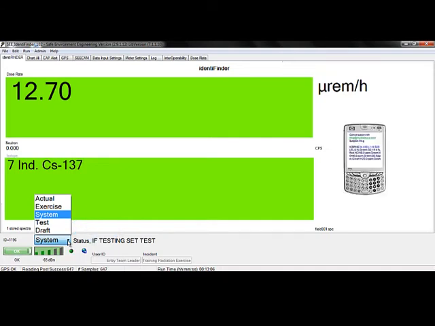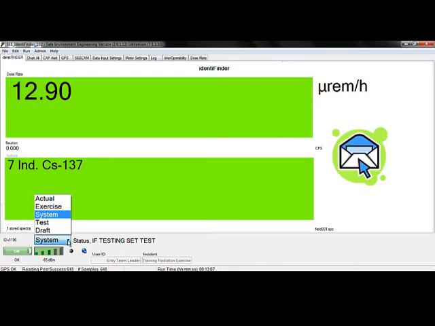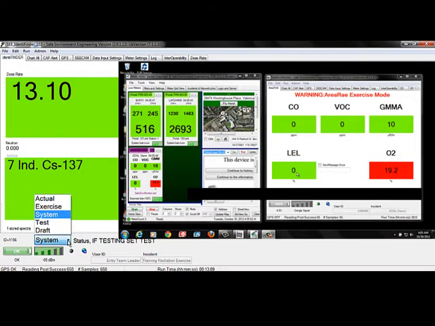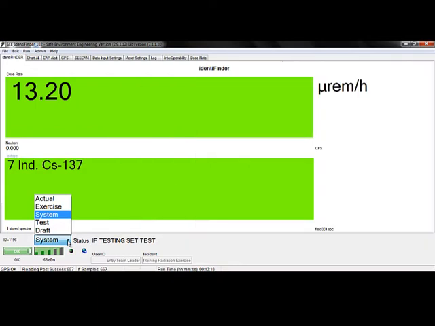Actual is an alert condition actionable by all targeted recipients. Exercise is a condition actionable only by designated exercise participants. This mode also can be used as a training simulator. System indicates the default value during normal operation. Test is for testing only and should be disregarded by all testing alert recipients. Draft is a future condition not currently supported.